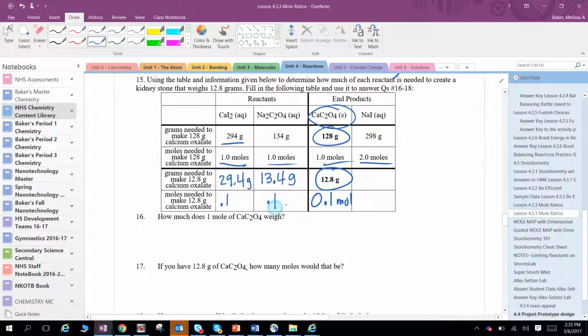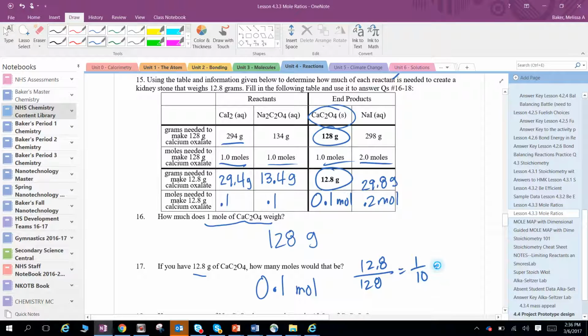13.4 grams is 0.1 moles of the sodium oxalate. And for the last one, 29.8 grams, and that is 0.2 moles. So how much does 1 mole of calcium oxalate weigh? According to the table, 128 grams. If you have 12.8 grams of calcium oxalate, that would only be 0.1 moles. That's 1/10, because 12.8 out of 128 is 1/10, or 0.1.